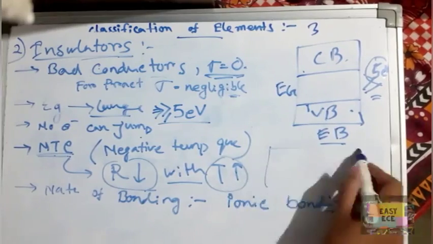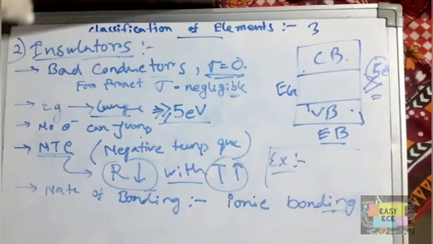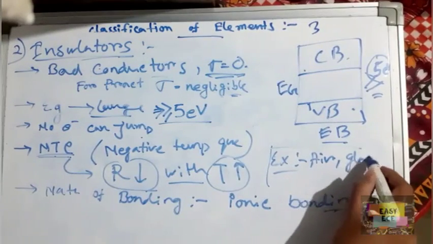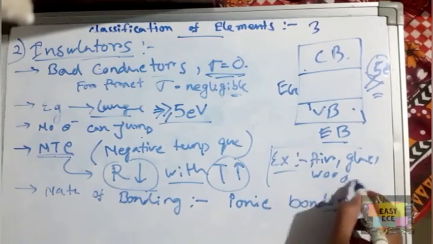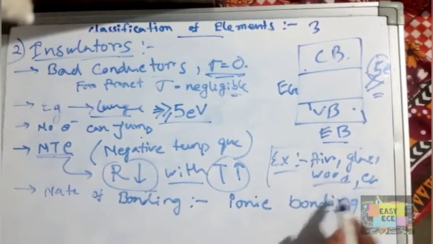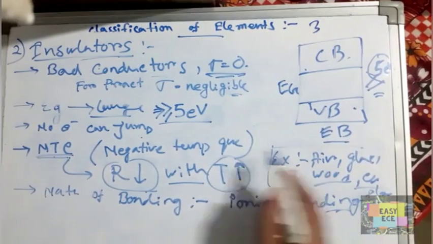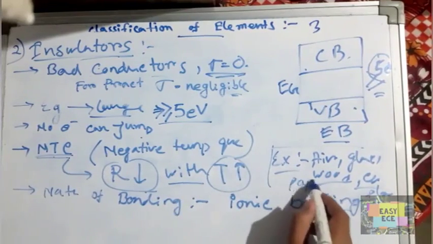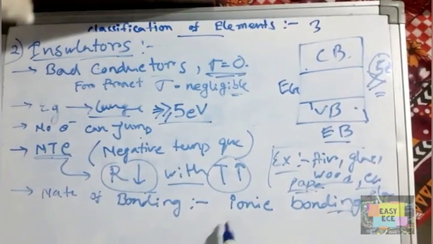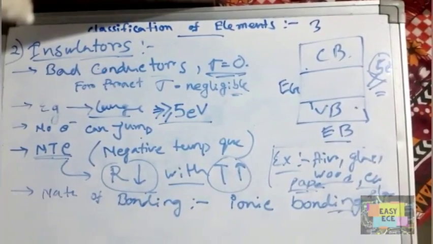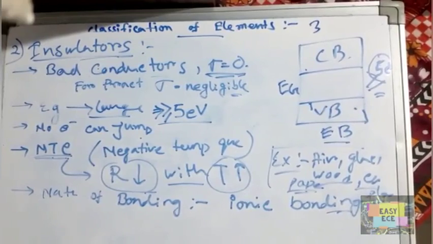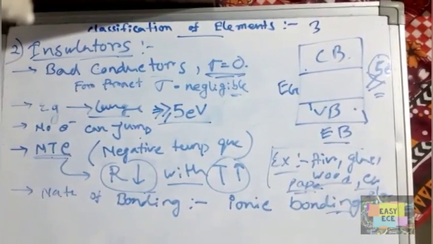And what are the examples? Examples of insulators are air, glass, wood, ceramic, plastic, and we can also say paper. These are the examples of insulators. Now, next we discuss the semiconductor, which is the main part of this chapter and of this whole subject.